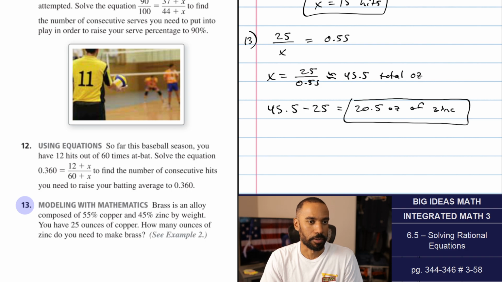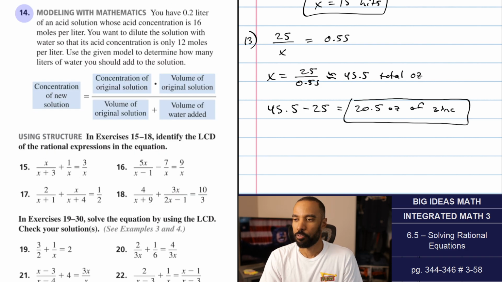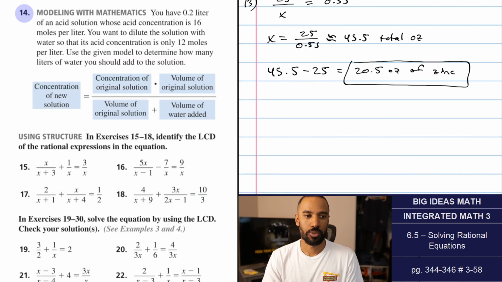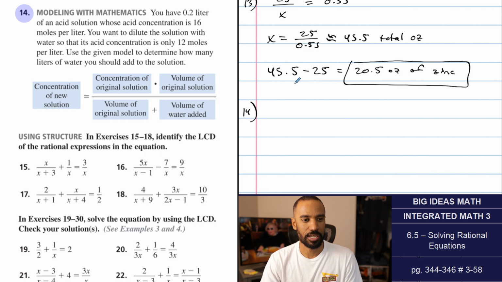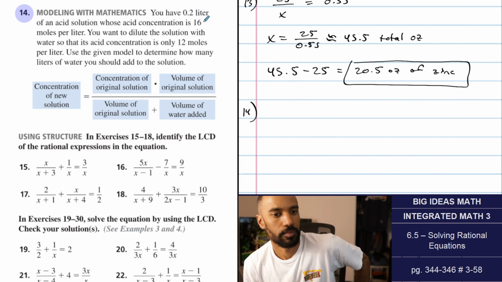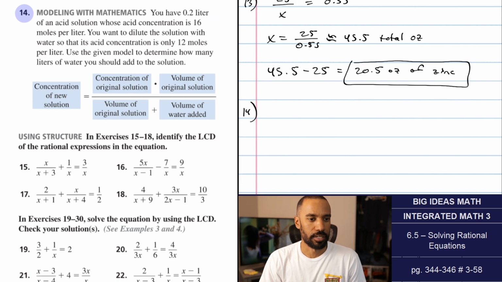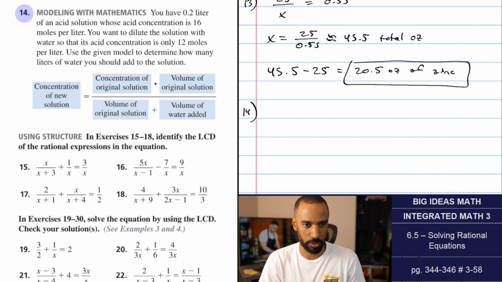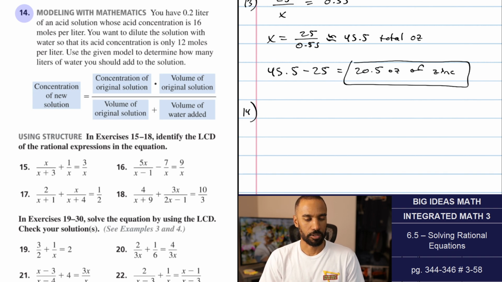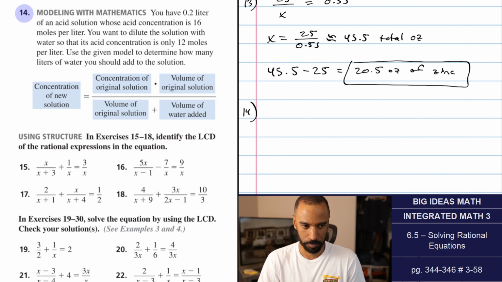Okay. Anyway. Number 14. You have 0.2 liters of an acid solution whose acid concentration is 16 moles per liter. Ooh, they have a whole formula for us right here. You want to dilute the solution with water so that its acid concentration is only 12 moles per liter. Use the given model to determine how many liters of water you should add to the solution.